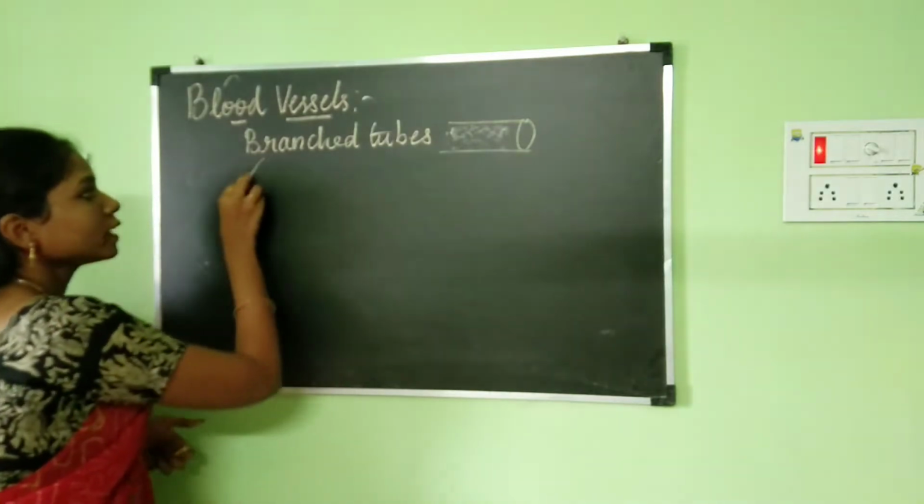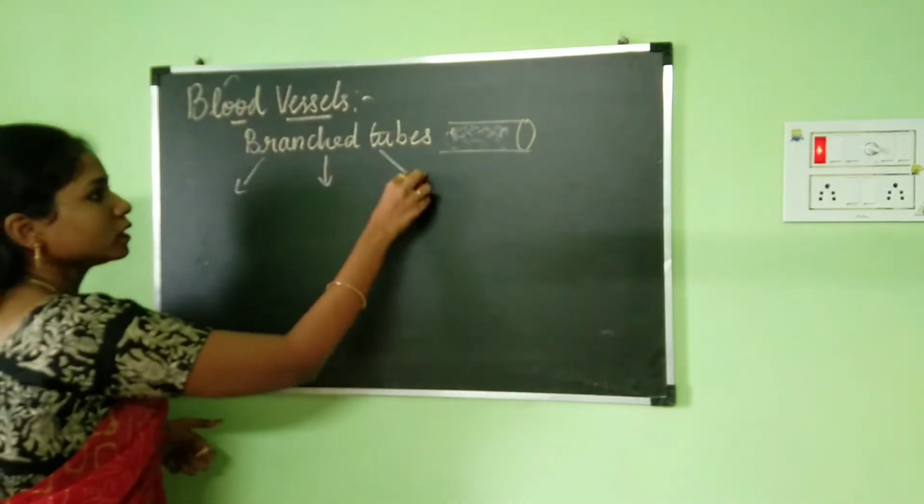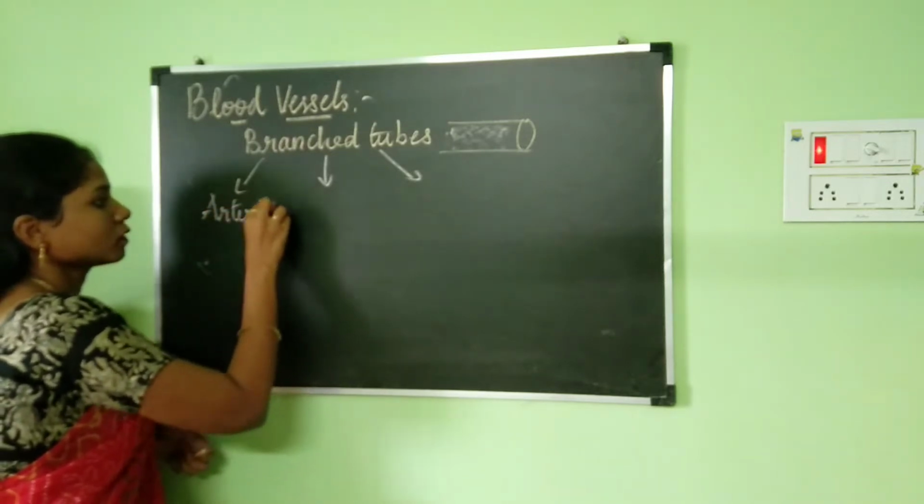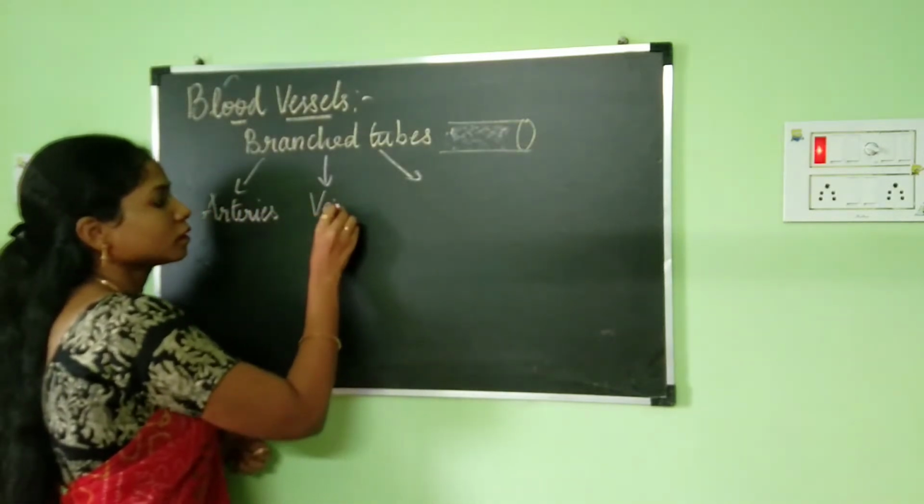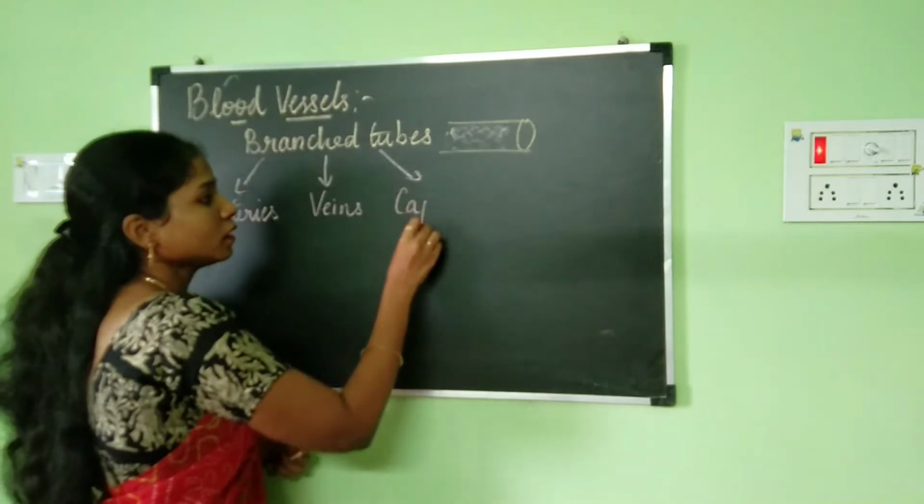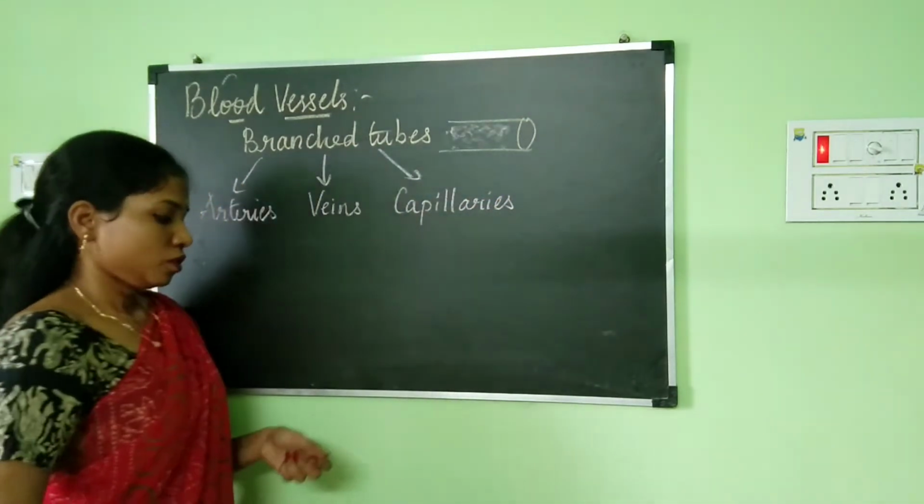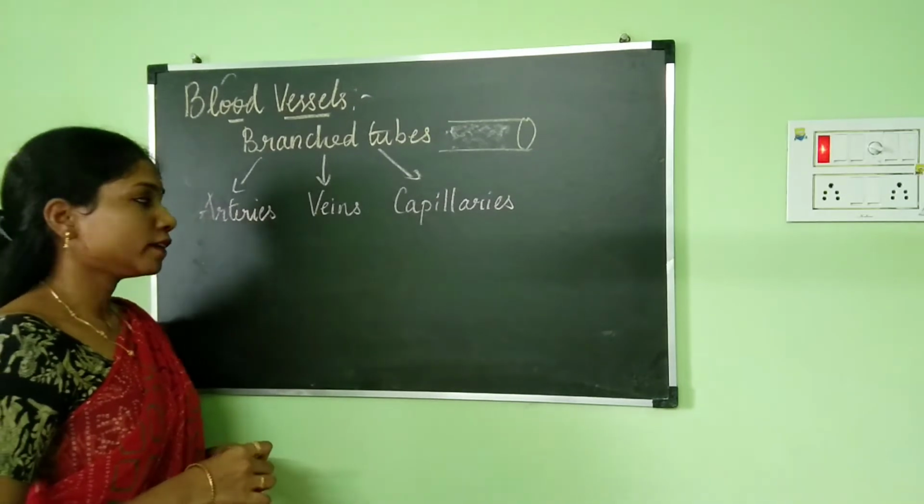Now there are three different types of blood vessels: arteries, veins, and then we have the capillaries. First let's see what arteries are.